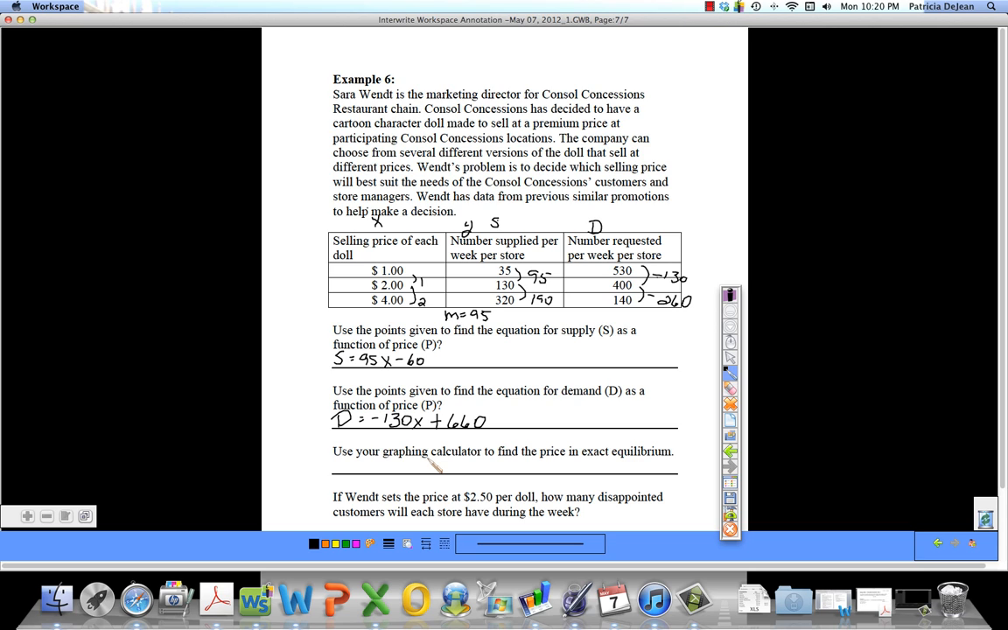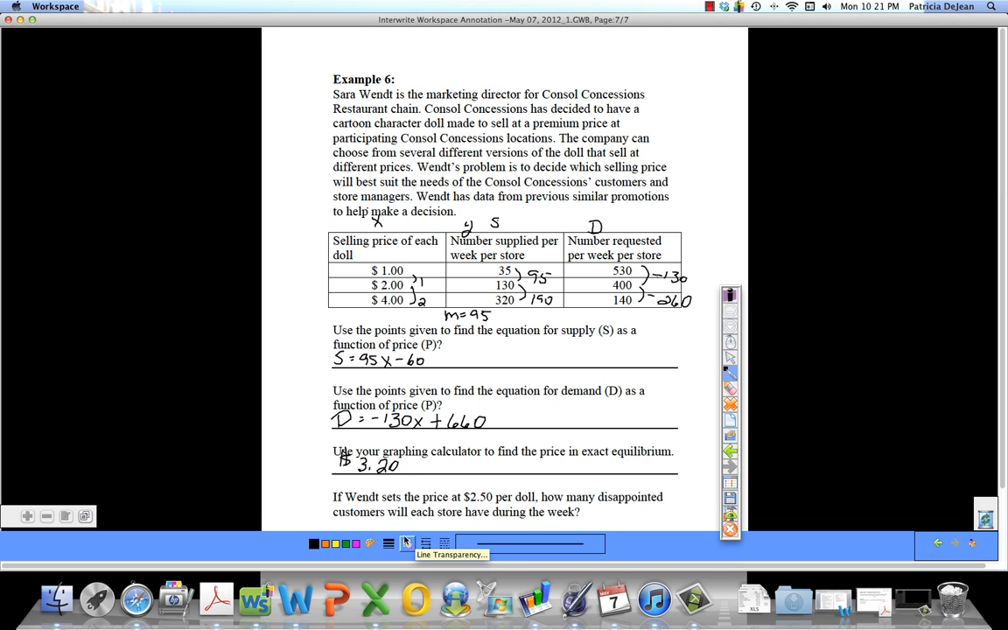you're going to look where y1 equals y2, and it's going to happen if you go on up and look in your table at $3.20. You should be able to also set this equal to this and solve for x. So you could do it mathematically: 95x minus 60 equals negative 130x plus 660, and solve it for x. But on your calculator, you look for where the y1 and the y2 are the same, and that's $3.20.